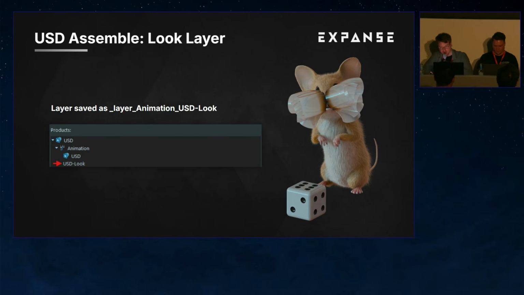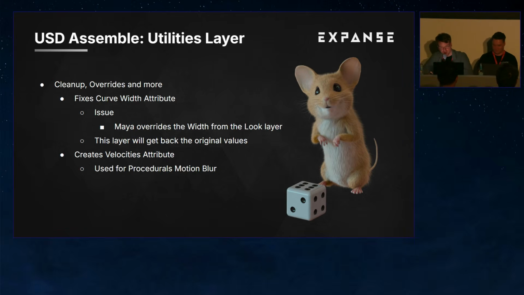When the look assignment is completed, it gets saved as the layer animation USD look. Whiskers still has issues, as you can see, but it will be fixed in the next layer. So the next layer is the utilities layer. This layer is for cleanup and overrides and more. The whisker gets fixed in this layer.